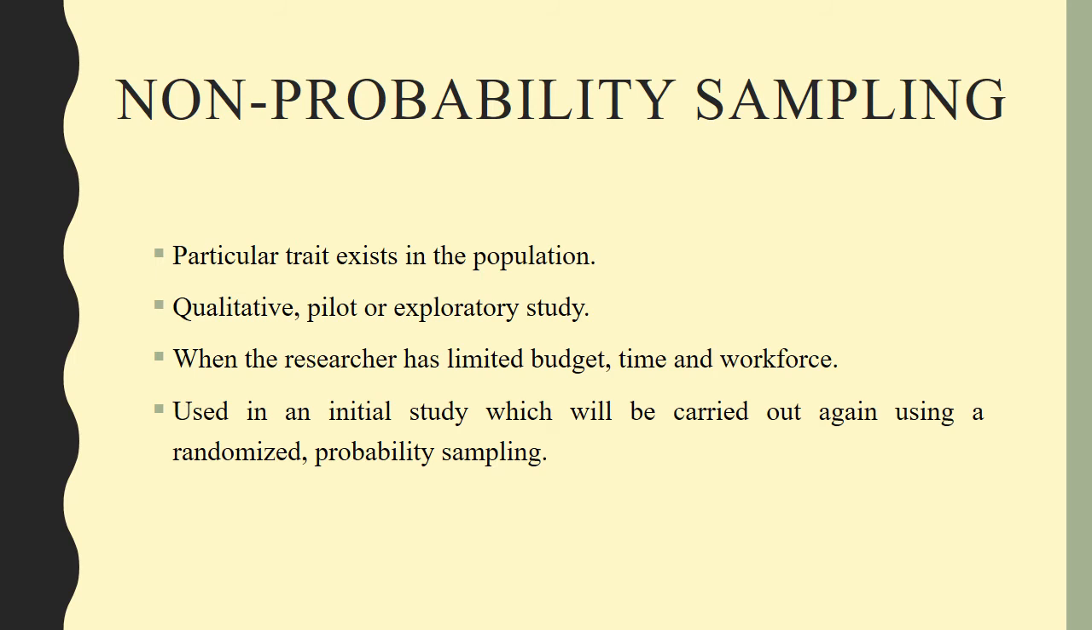This technique can also be used in an initial study, which will be carried out again using randomized probability sampling. So it can be used as an initial study, to decide whether we should go with that particular research or not, right? Before that we can use it, and then we can go ahead with randomized probability sampling too. So let's see the types of non-probability sampling.